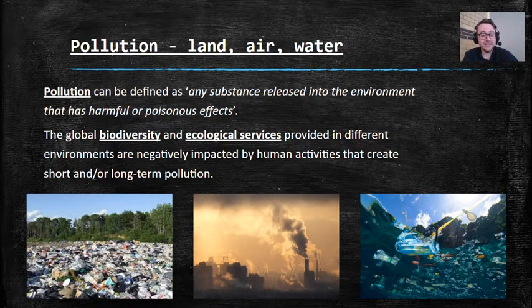So you can see down here, we've got an example of land pollution, or the rubbish being thrown away just onto the land outside, it looks like a forest. We've got an example of air pollution there, some smoke coming up from some big factories in a city, and then we've got water pollution over here. It looks like plastic pollution in a lake or an ocean.